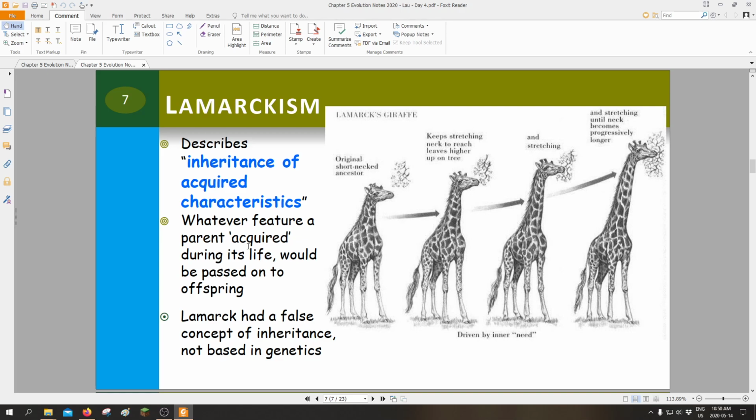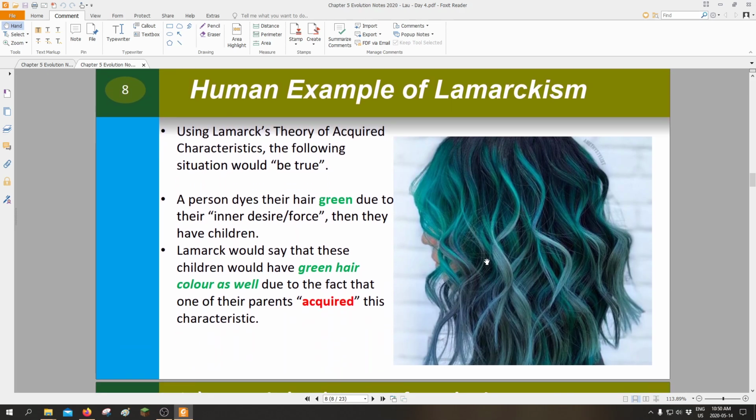Now, the reason why this is not true is because we know now more about what genetics means and what DNA is and the importance of parental DNA. He had a false concept of inheritance not based in genetics. That was the problem. The genetics is what's passed on, not the acquired characteristics.